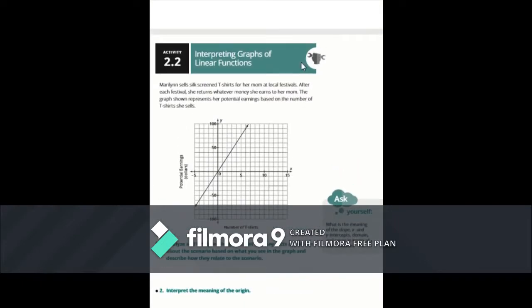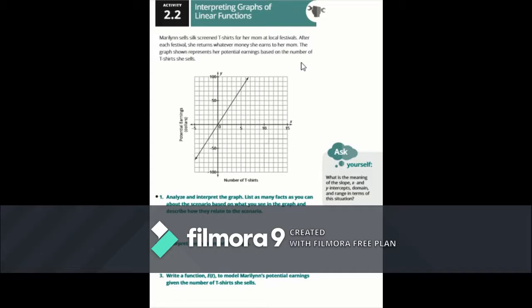Our learning goal is to interpret linear functions and graphs. Marilyn sells silk-screen t-shirts for her mom at a local festival. After each festival, she returns whatever money she earns to her mom. The graph shown represents her potential earnings based on the number of t-shirts she sells. Analyze and interpret the graph. List as many facts as you can about the scenario based on what you see in the graph, and describe how they relate to the scenario.